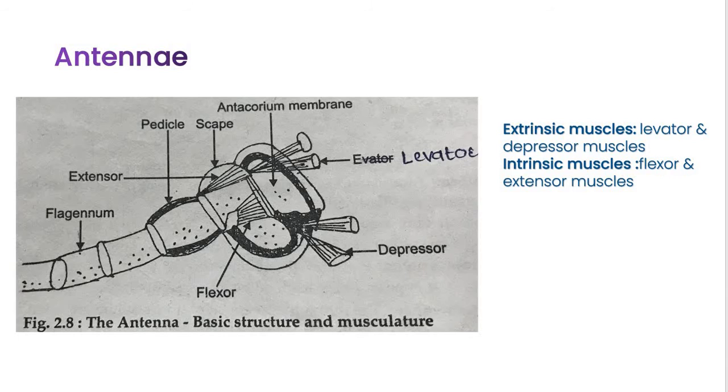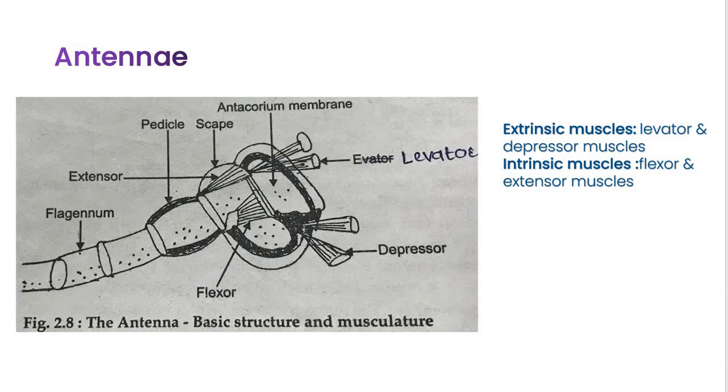Now they are basically fixed into the deep antennal sockets. You can focus on this diagram. Such antennae are fixed into the deep antennal socket. Each antennal socket is provided with the external antennal sclerite with the help of the antennal suture, and with the internal broad membrane, that is, the antacoria.